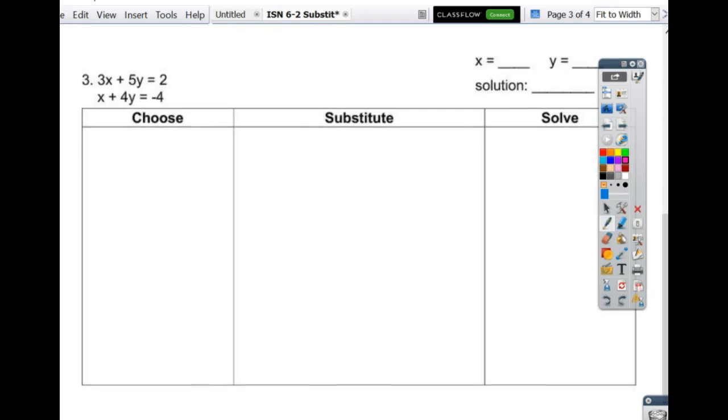So if I look at number 3 now, is there one that has a variable by itself? No. So you want to choose the equation that has a variable with no number in front of it. So you see how the x has a 3 in front of it and the y has a 5 in front of it? Those would be harder to solve for. But this x, it doesn't have a number in front of it. So this is the one I'm going to choose. And this one is going to go here.